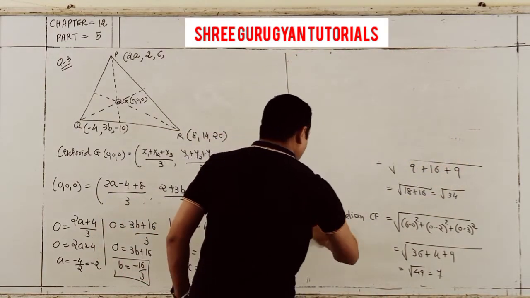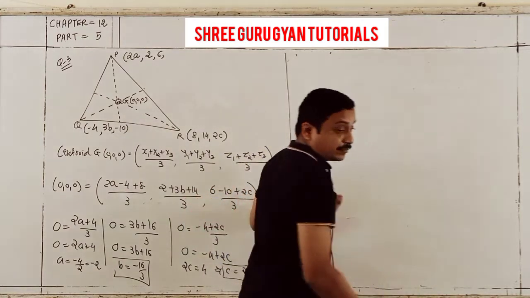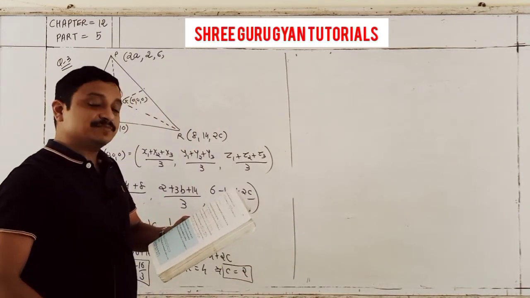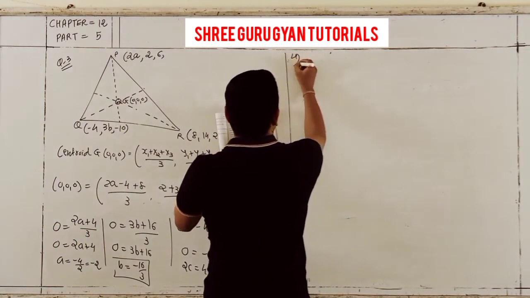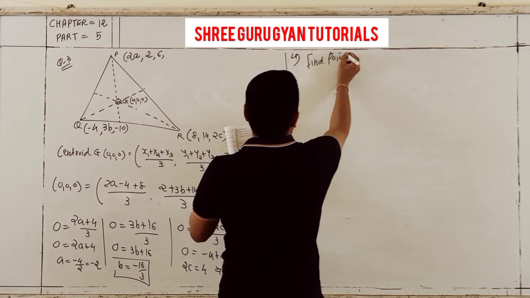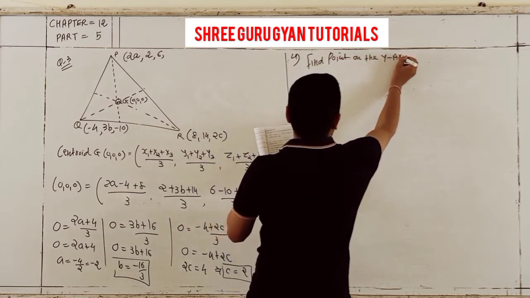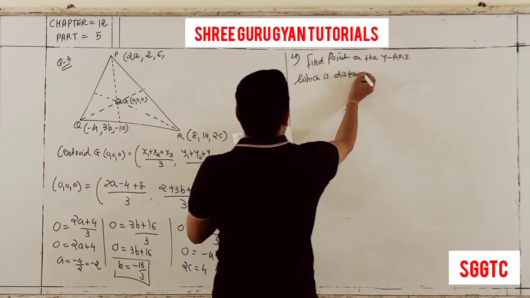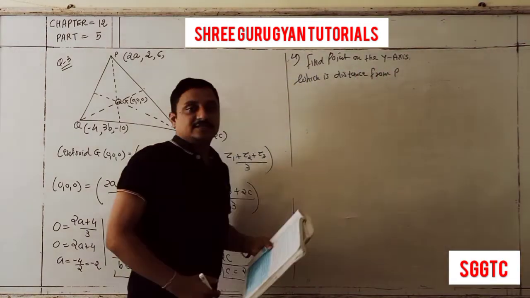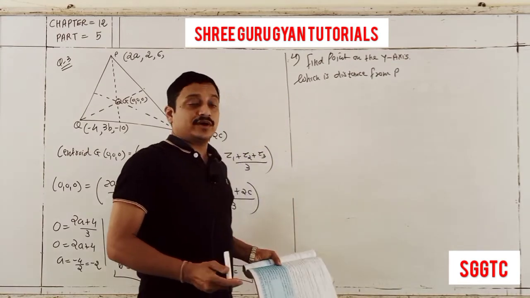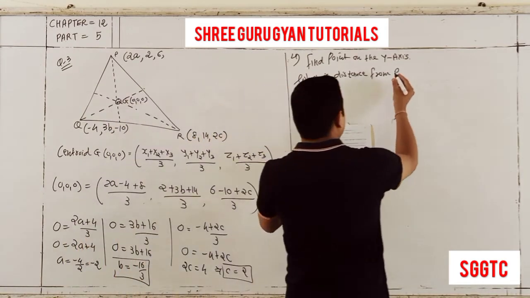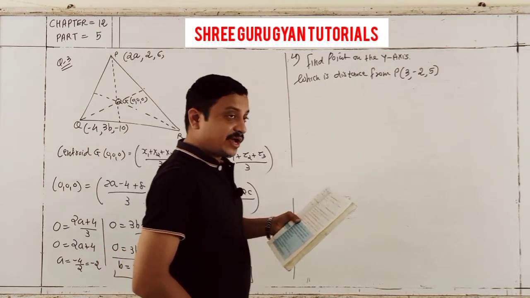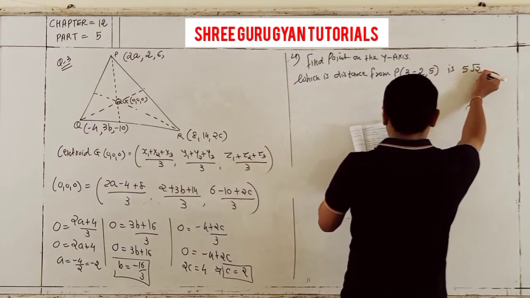Now continue with question number 4. Similarly, slowly I am going through it. Find the point on the y-axis which is at a distance of 5 root 2 from P. So students, find the point on the y-axis which is at that distance from P, where P is given as (3, -2, 5). The distance from P (3, -2, 5) is 5 root 2, and that's your answer.